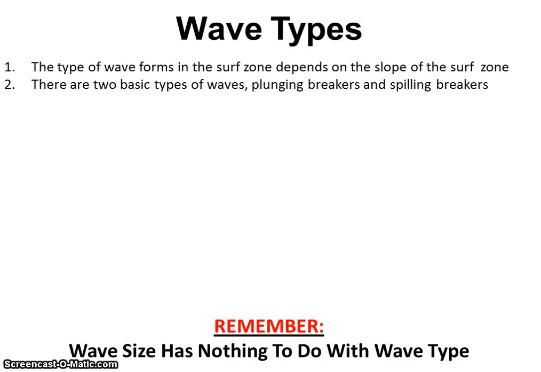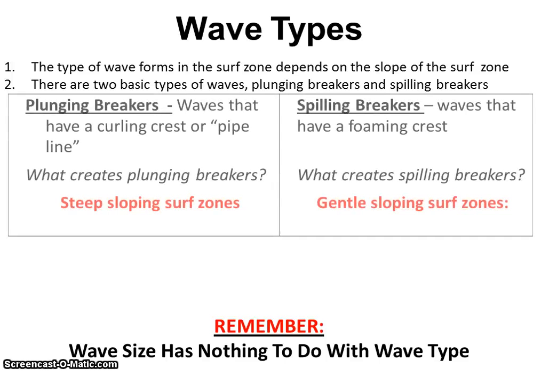When you look at waves on the Jersey Shore, you probably have noticed that those waves look different than waves, let's say, in Hawaii. And that's because they are different. There are two different waves. Breaking waves, the waves that do break on the shoreline, are either plunging breakers or spilling breakers. And what makes those waves different is the surf zone that creates them.